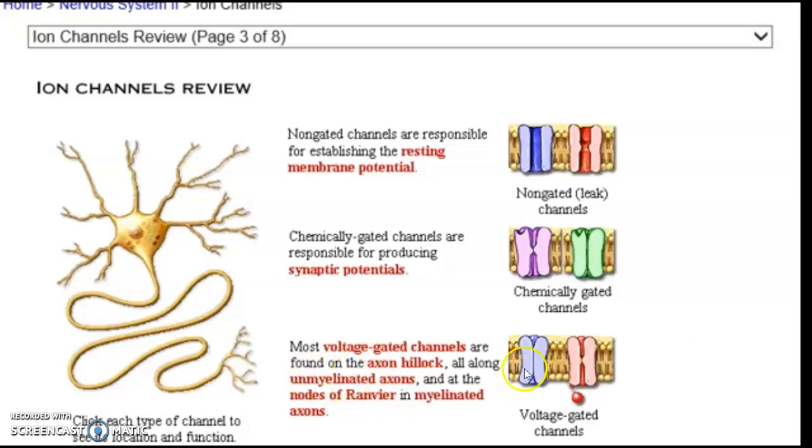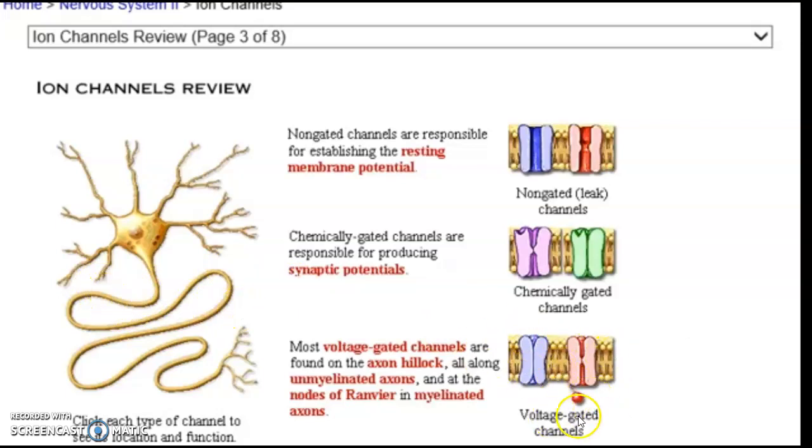Wouldn't make any difference to have channels under something where ions can't move through them. So if it's unmyelinated axon, meaning there's no myelin on it, we would find them the whole length of the axon. But if it's myelinated, we would just find it at the nodes, so the channel can open up and allow the sodium in and the potassium out just in the nodes.